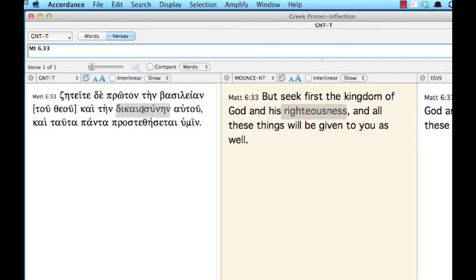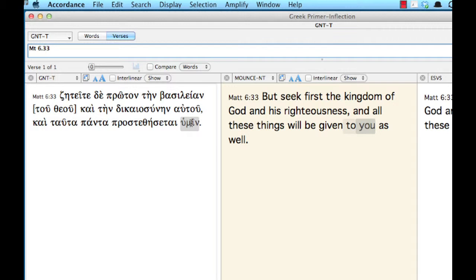So dikaiosyne is righteousness, autou of him. Greek puts possessives normally after the word they relate to. So the righteousness of him is his righteousness. And these things, all, in other words, all of these things, and it's a future passive, will be given to you.